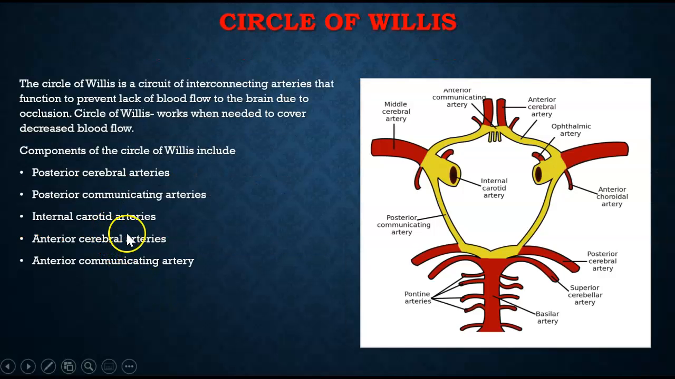Again, the important components are the posterior cerebral artery, which is right here, right here. Okay, then the posterior communicating artery right here. This is the internal carotid artery, and this is the anterior cerebral artery. This is the anterior communicating artery. Okay, and this is the anterior cerebral artery. So just remember the components of the circle of Willis.